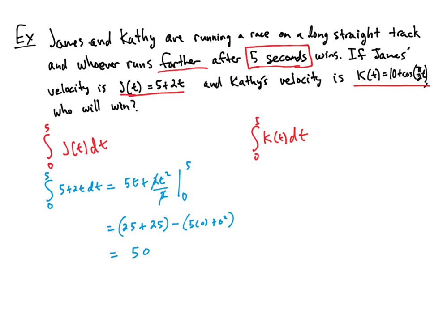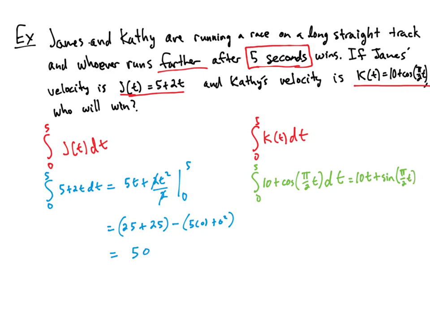And then let's look at Kathy's distance. So from 0 to 5 of 10 plus cosine pi over 2t dt. So we're going to take the antiderivative of that inside part. So 10, we'll have 10t plus, the antiderivative of cosine is sine. And then we keep the inside, or the argument, the same.